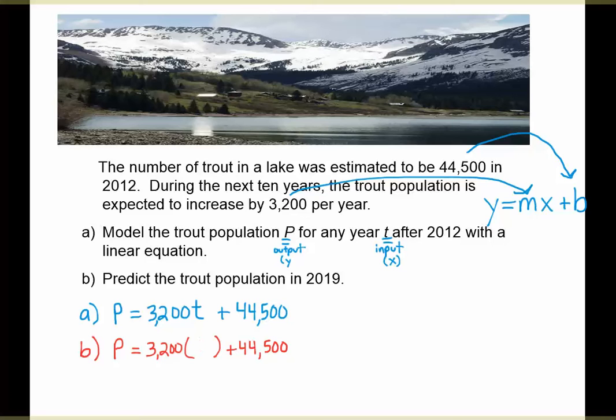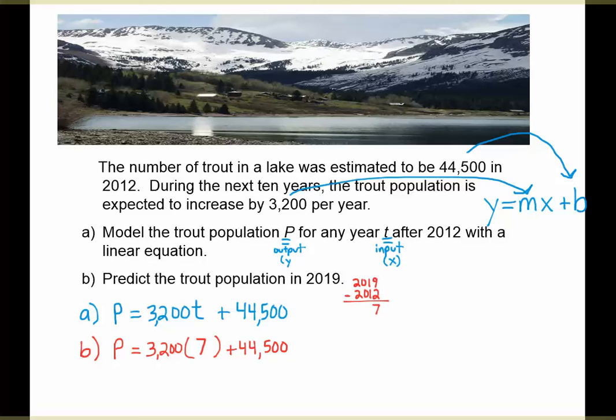If it were 2 years after 2012, I'd plug in a 2 here, and then I'd have 6,400 new fish, and I'd add that to the 44.5, right? Well, how many years after 2012 are we talking about? Hopefully you plugged in a 7. And the reason you would plug in a 7 is because 2012 is exactly 7 years away from 2019. You would use subtraction here to figure out, oh, we're talking about 7 years from the year by which we were starting at. Okay, so that's where the 7's coming from.